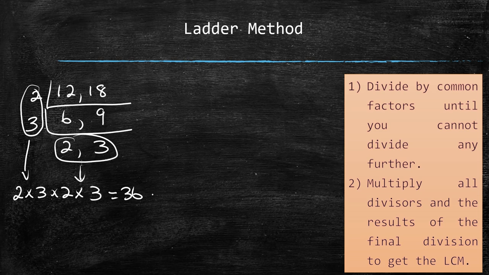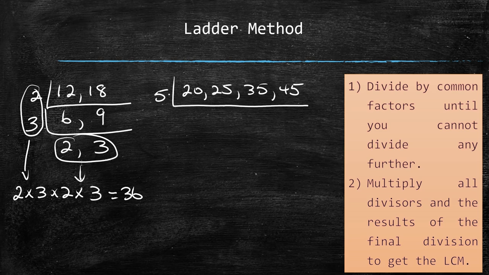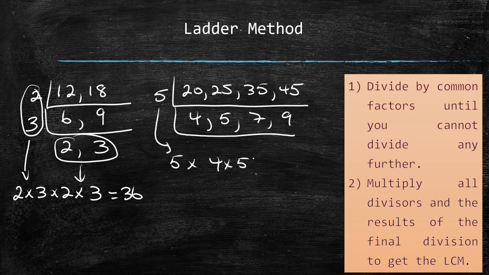and we get an answer of 36. If I do the same thing as the previous prime factorization example and I solve the LCM of 20, 25, 35, and 45, it also becomes much simpler, much faster. We divide this by a common 5, and we notice we have 4 here, 5 here, 7 here, 9 here. And then all we do is we take the 5 from the divisor, and then we take the 4, the 5, the 7, and the 9 from the result. We get 6,300. And it was much faster than the previous two methods.